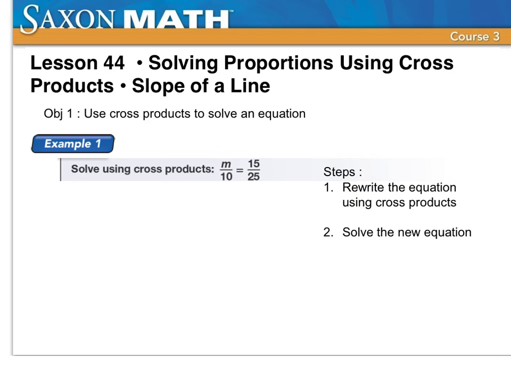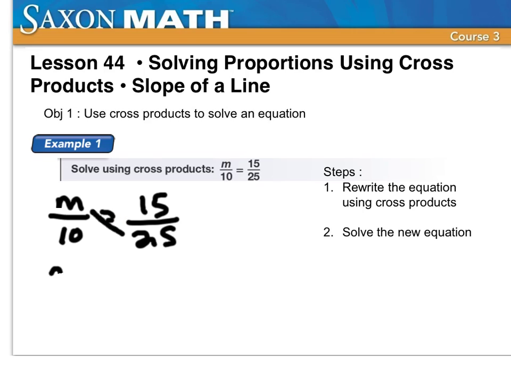So the first thing is to rewrite the equation using cross products. Well, the very first thing I'm going to do is rewrite the equation they give me. And we've done cross products before, so we know that cross products means I'm going to multiply across diagonally. So the very first thing I want to do is multiply the number and the variable that I have together. So I'm going to take 25 times m, and that's going to look like this. I'm just going to rewrite that. I'm taking 25 times m, and then on the other side, I'm going to set that equal to 10 times 15. And I want you to show that step and write it out.